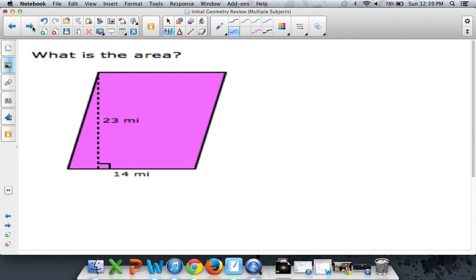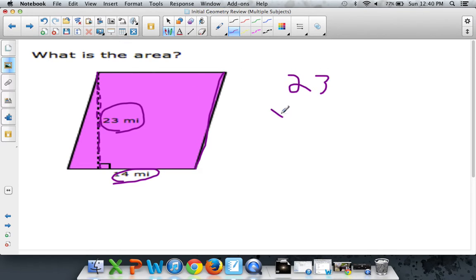Let's move on. What is the area of this shape? This shape's a little bit different. It's almost like a slanted rectangle. It's called a parallelogram. What you want to do is simply multiply the side, the base, the bottom, times the height. The height of this parallelogram is right here. Never confuse this diagonal line for the height. The height is always a straight up and down line. For a parallelogram, you'll often see it going up straight through the shape. Anyway, it'll be 23 times 14.